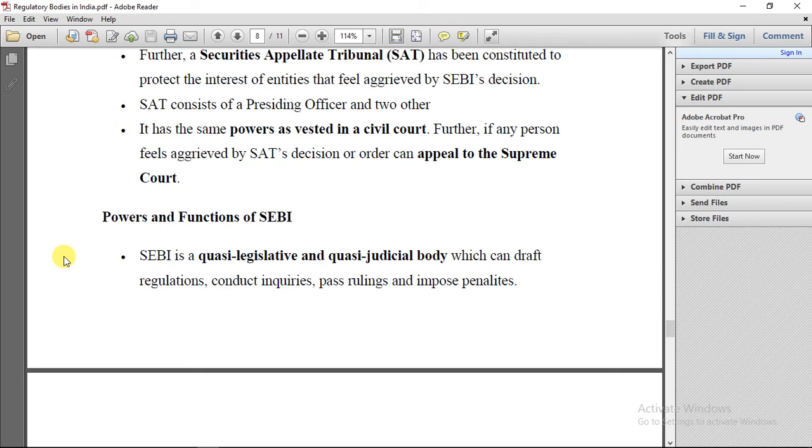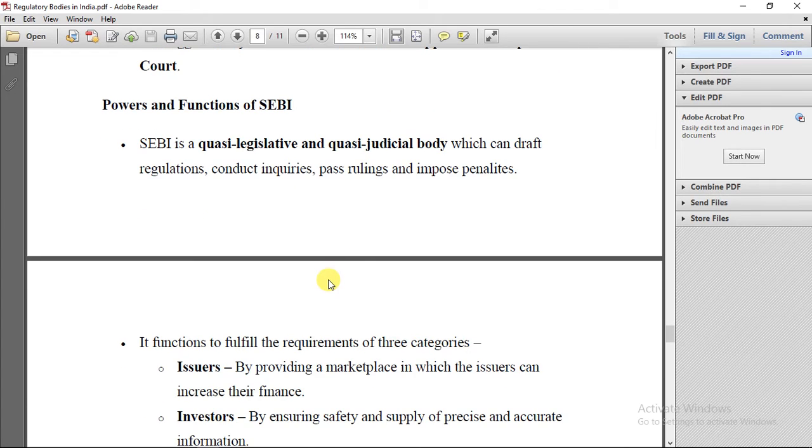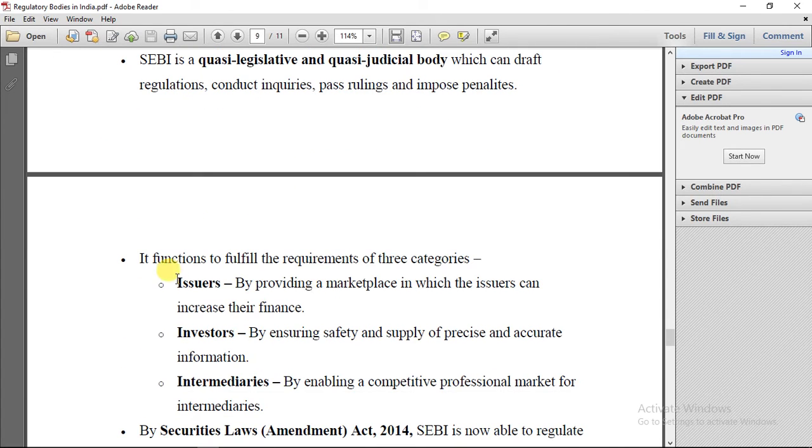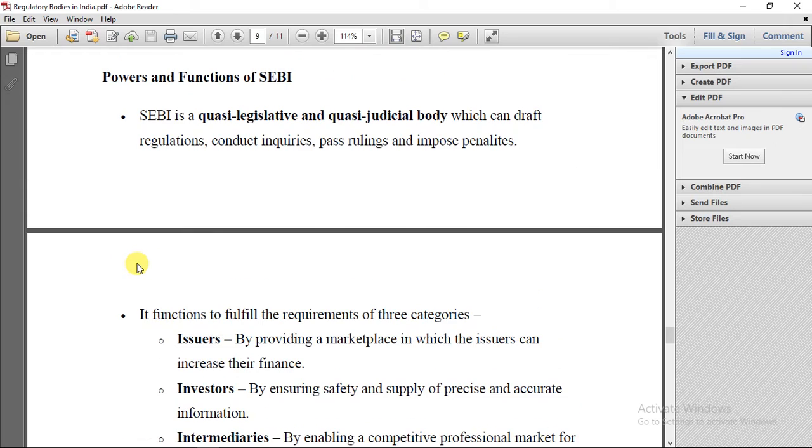Okay. Now powers and functions of SEBI. Number one, SEBI is a quasi-legislative and quasi-judicial body which can draft resolutions, regulations, conduct inquiries, pass rulings and impose penalties. It functions to fulfill the requirements of three categories. There are three categories who are benefited by the SEBI.